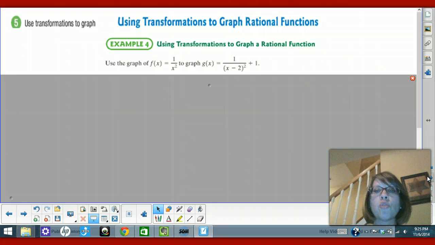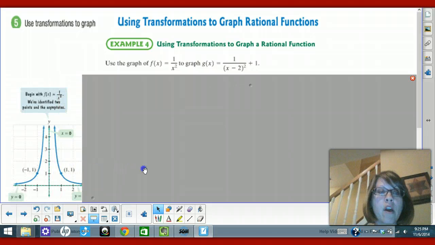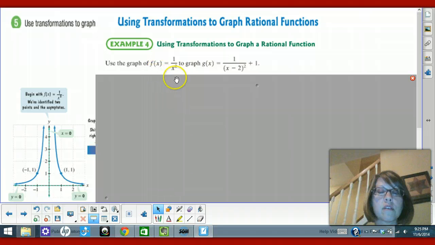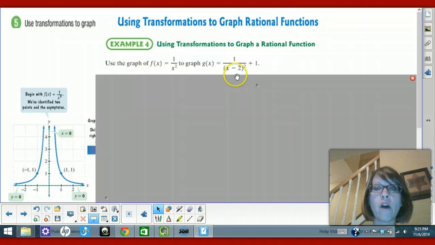Using transformations to graph a rational function. We've talked about how to take a parent function and modify it based on transformations to get the new function. So here we're going to start off with the graph of f of x equals 1 over x squared. That's what this is. Okay? We're going to use that to get a graph of g of x equals 1 over x minus 2 squared plus 1.